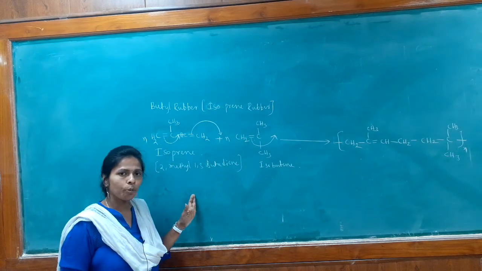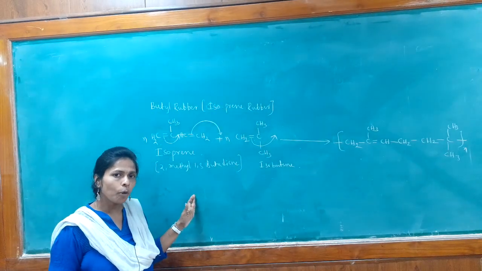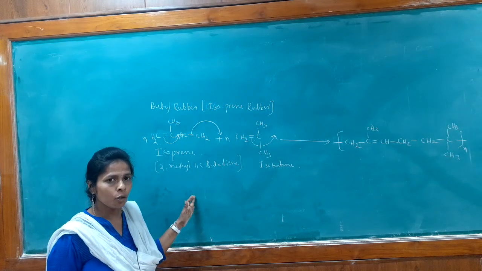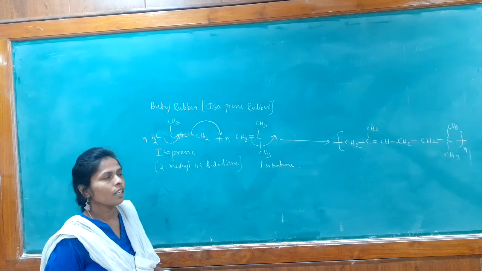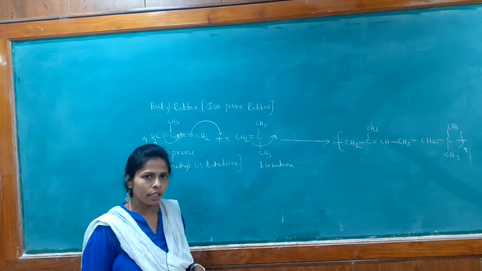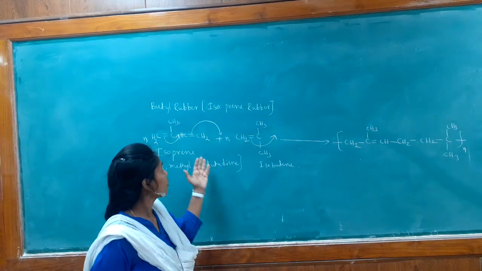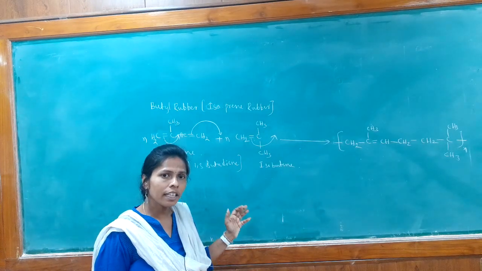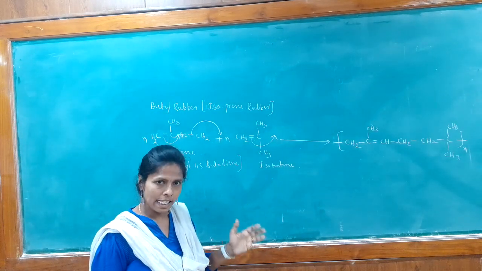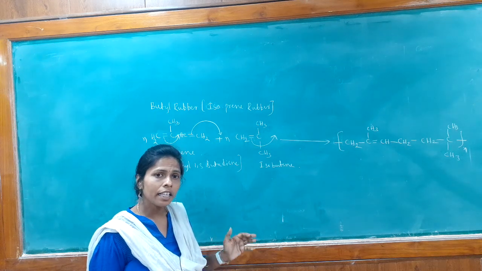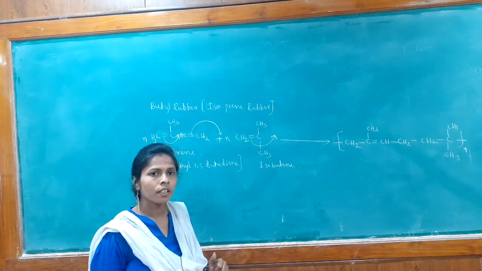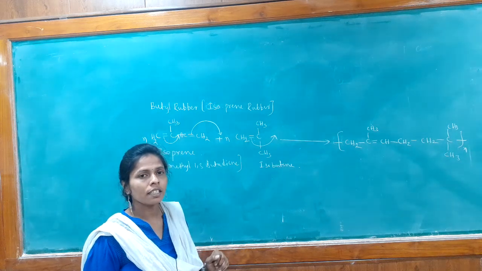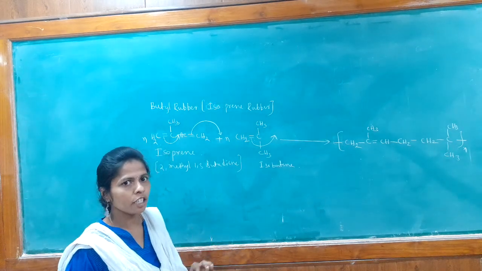So how is butyl rubber synthesized? By the copolymerization of isobutene and isoprene in the presence of aluminum chloride catalyst. Now let us see the properties and applications of butyl rubber. Butyl rubber is highly resistant to acids, highly resistant to ozone and highly resistant to oxygen. These are the properties of butyl rubber.